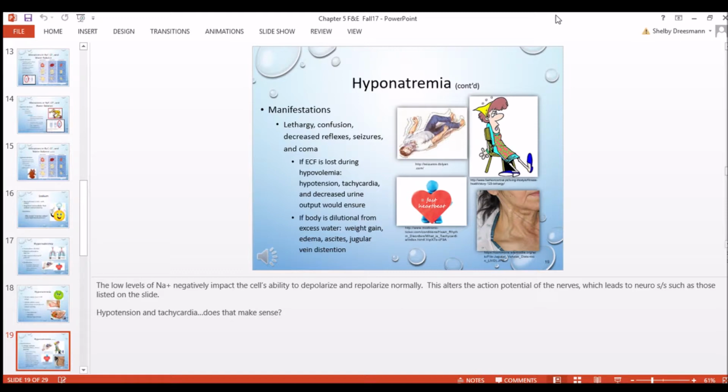Low sodium levels negatively impact the cell's ability to depolarize and repolarize normally, which leads to neuro problems. Like I showed earlier, the action potential: you saw how sodium goes in and potassium goes out. If we don't have enough sodium to reach threshold, how are we going to depolarize and cause an action potential? Exactly, we can't because we don't have that sodium. ECF loss can cause hypovolemia, hypotension, tachycardia, and decreased urine.